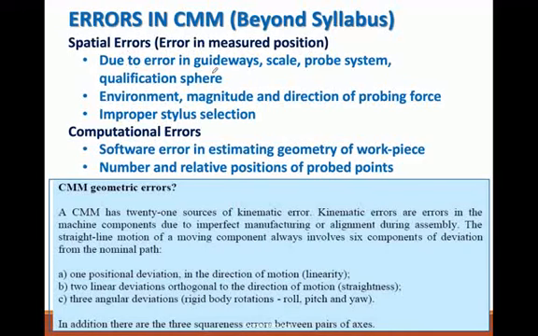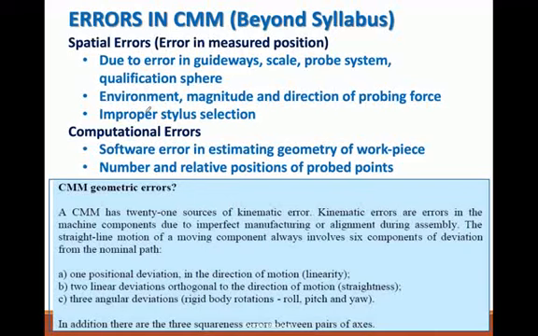Spatial errors are due to the error in guideways, in the scale, in the probe system, error in the qualification sphere, etc. Error can happen because of the environment, magnitude and direction of the probing force. Sometimes we may hit the workpiece surface with the probe with uncontrolled force. It should have a controlled force, but sometimes it can slip. So that can also lead to error. Then if you do not choose a stylus appropriately depending on the requirement of the workpiece and the measurement, there can be error in the measurement process. So it needs expertise to choose the right stylus.